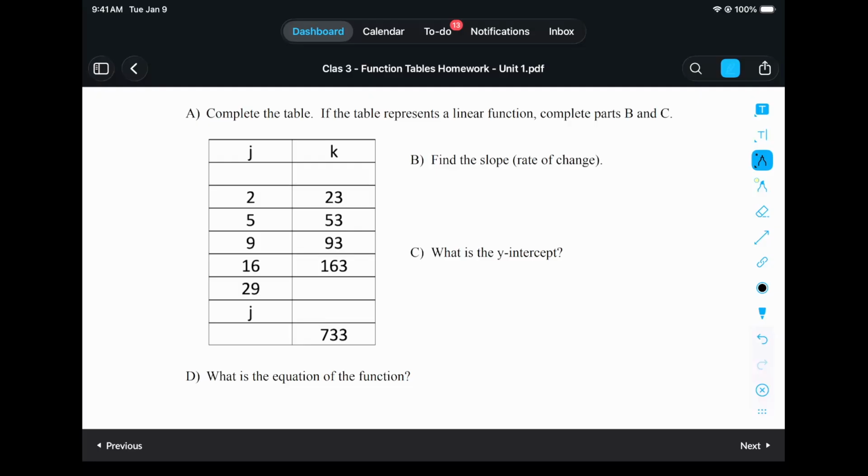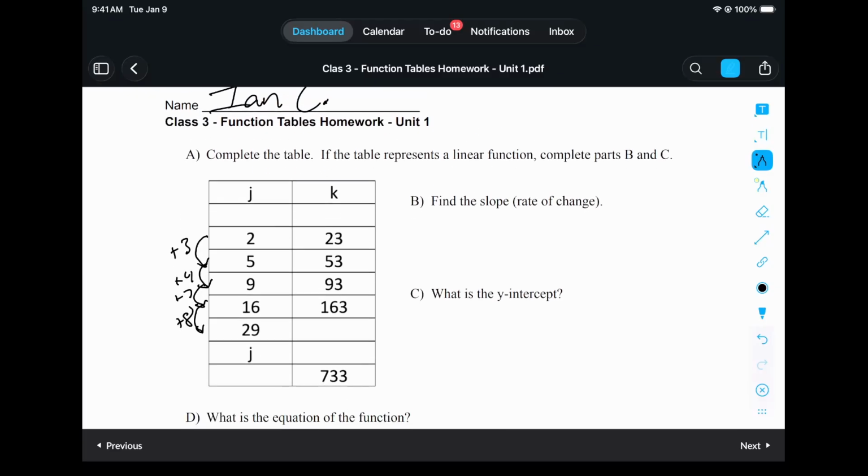Let's see if we can find a pattern, right? Between 2 and 5, we jump plus 30. Between 5 and 9, I lied. Hello. Between 2 and 5, we only jump 3, guys, not 30. Between 5 and 9, we jump 4. Between 9 and 16, we jump 7. Between 16 and 29, we jump 8.